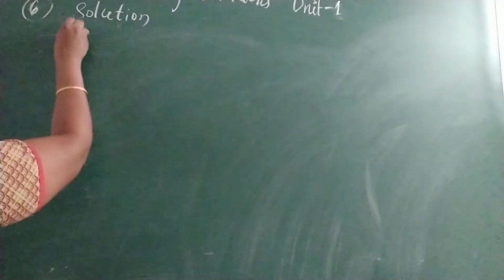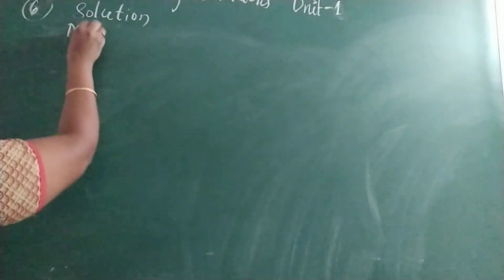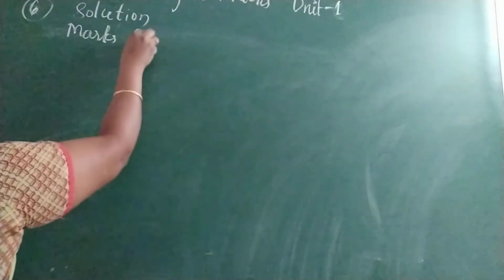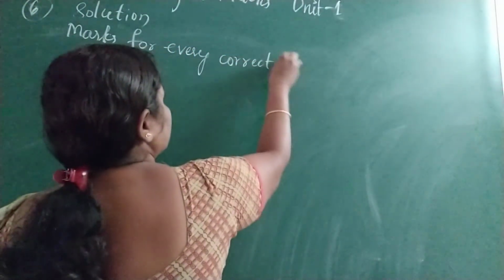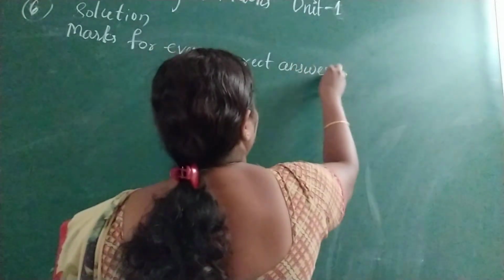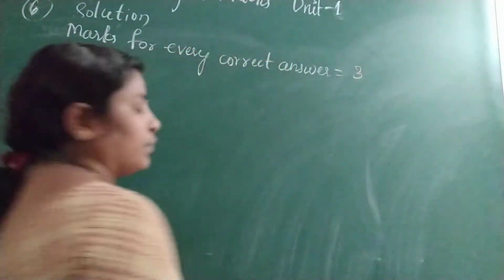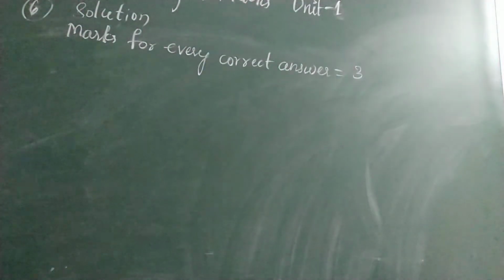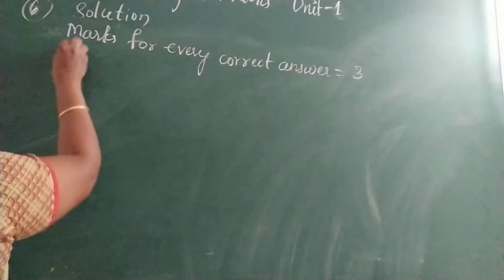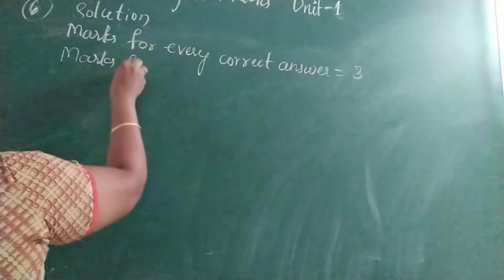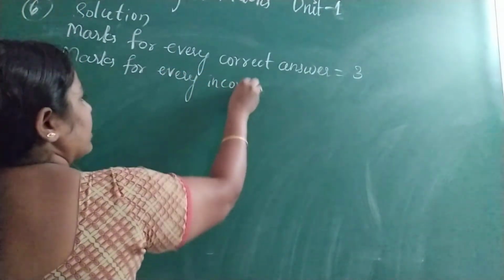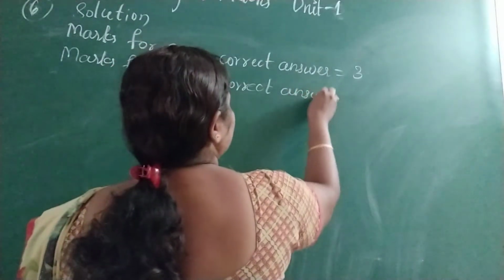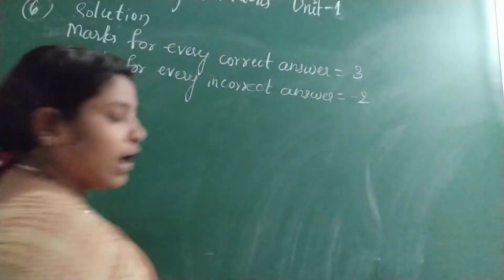Solution. Marks for every correct answer is equal to 3. Then minus 2 marks are given for every incorrect answer. Marks for every incorrect answer is equal to minus 2.